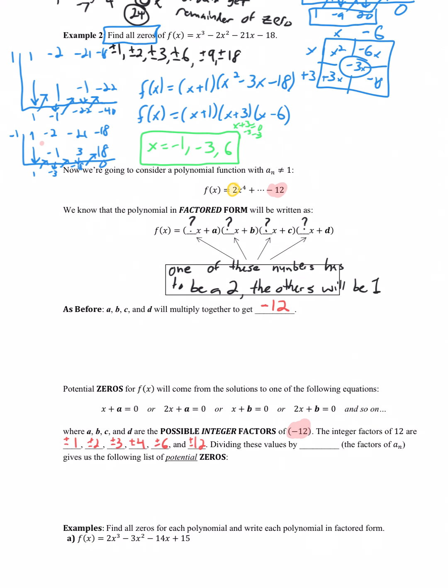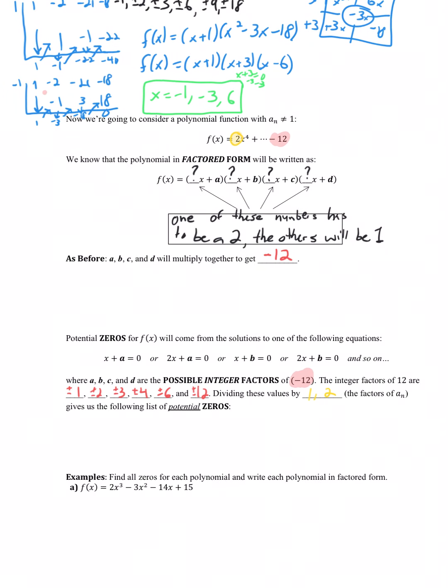And then what happens is we divide all of these values by 2. Those are the factors of a_n, because it's just 2, or I should say 1 and 2. Then this gives us a longer list of potential zeros. So if we listed all the potential zeros, we'd start by saying plus or minus 1, 2, 3, 4, 6, and 12. This is like what we did before.